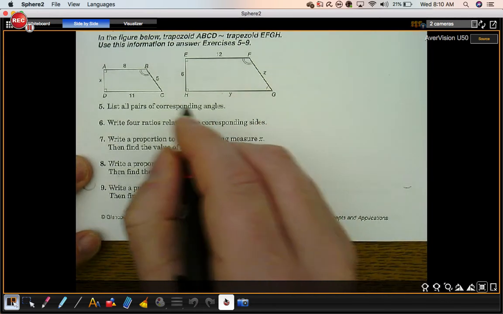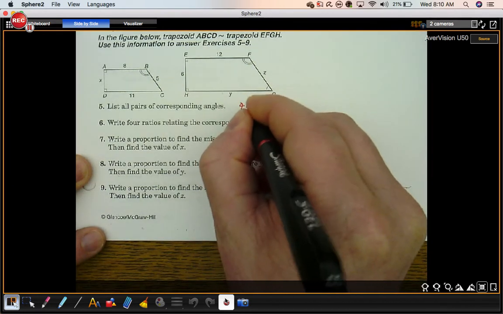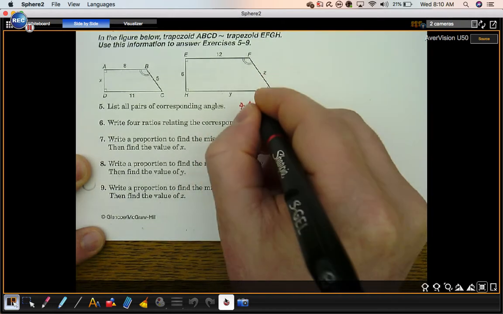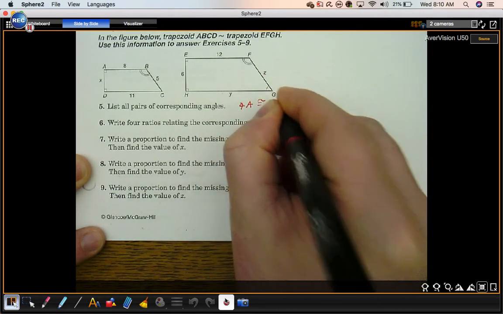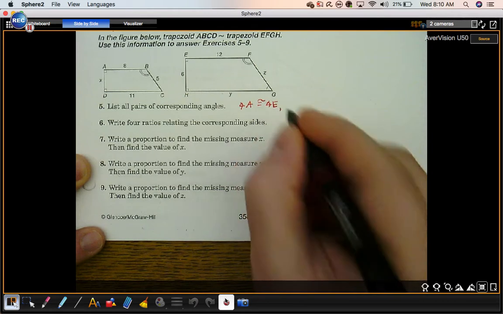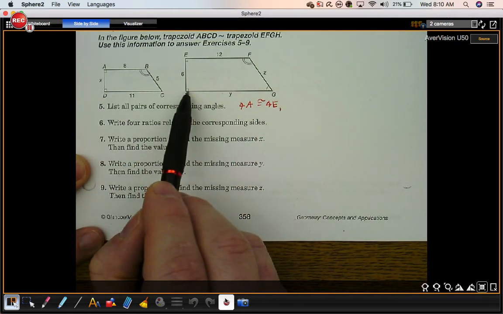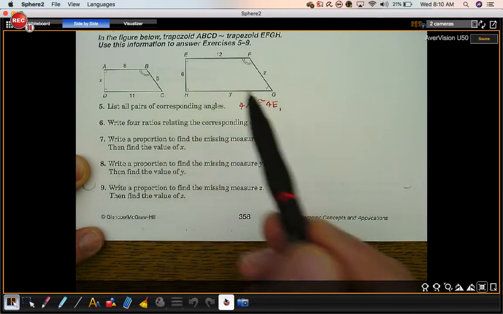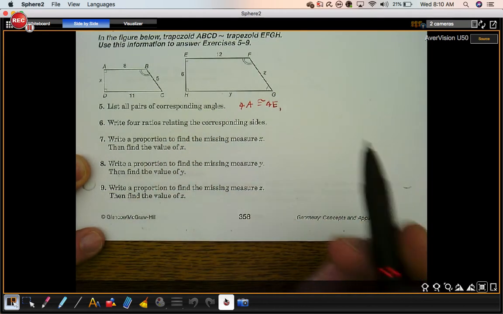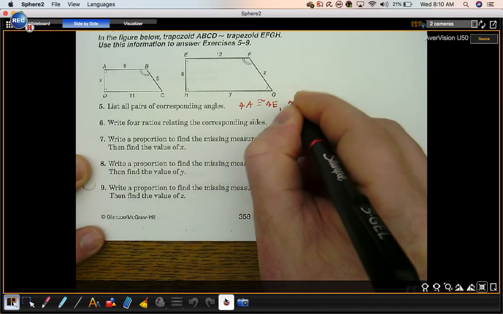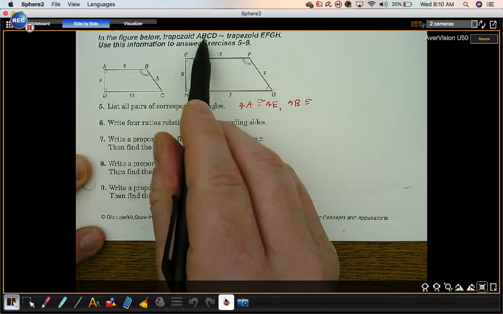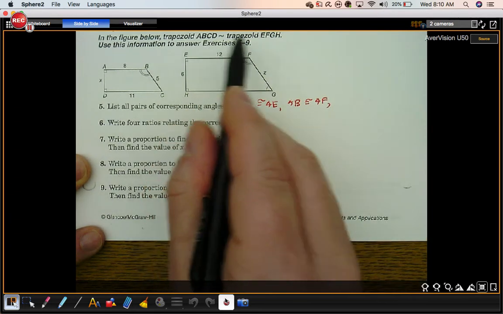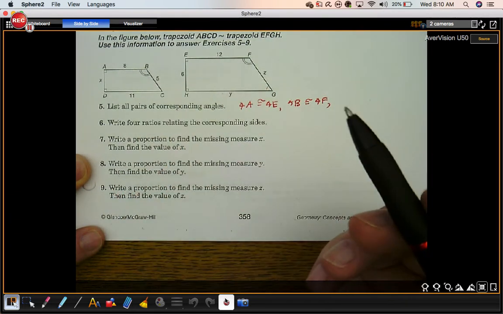So all pairs of corresponding angles. Angle A is going to go with angle E. So I'm going to write it like that because angle A is congruent to angle E. Now you could also say angle A is congruent to angle H, and you're not wrong, but does angle A correspond with angle H? It doesn't. So that's why we did it this way. Angle B is congruent to angle F because they correspond. I'm looking at the statement, not necessarily the picture.